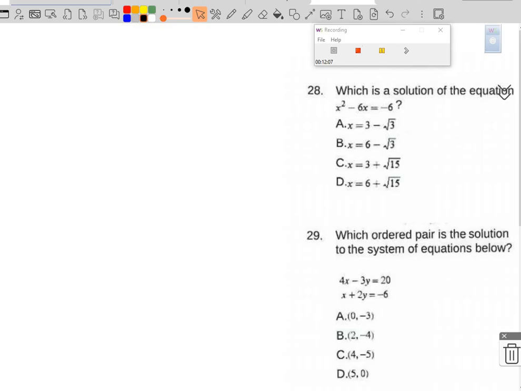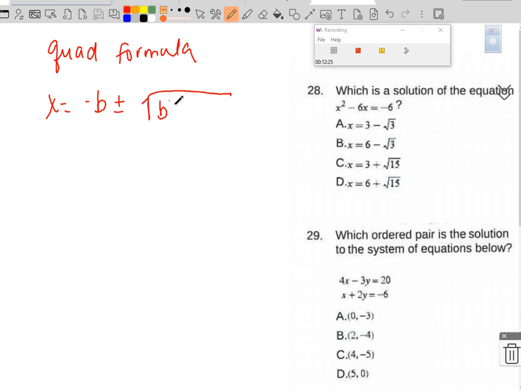So if there's a square root in your answer options, you're going to use the quadratic formula, and that's what we're going to do. We're going to go ahead and write that. X equals the opposite of b plus and minus the square root of b squared minus 4 times a times c, all divided by 2a. So I want to know, what is my a? What is my b? What is my c? I can't plug into here until I know those.